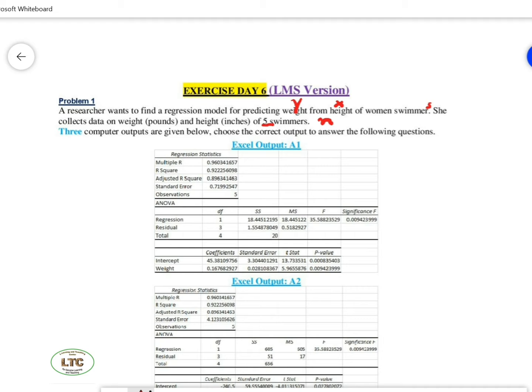3 computer outputs are given below. Choose the correct output to answer the following questions. Output A1, the key points: N is 5, correct. Here Y, false. There must be X. Output A2, N is 5.